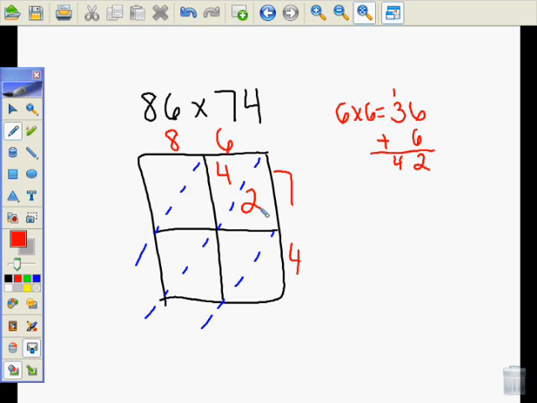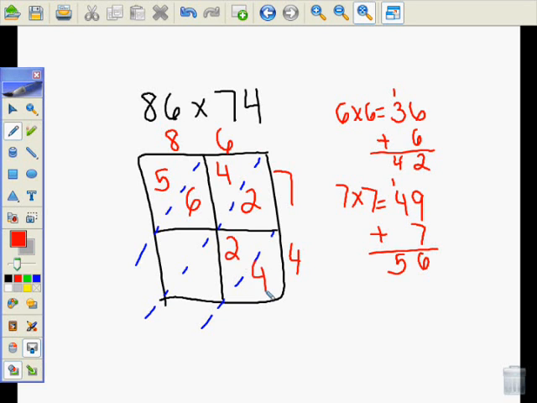Same thing, 8 times 7, I'm not 100% sure, so I'll do 7 times 7, because I know that's 49, but I need 8 groups of 7, so I'm going to add 7 one more time. 9 and 7 is 16, carry my 1, that makes 56. And I'm going to go ahead and do my 4 times 6, I know that's 24, and then 4 times 8 I know is 32.